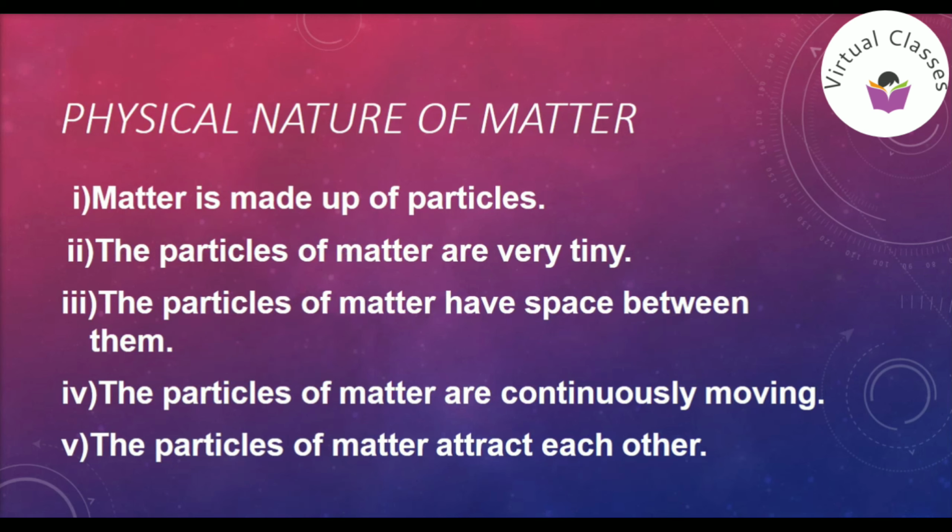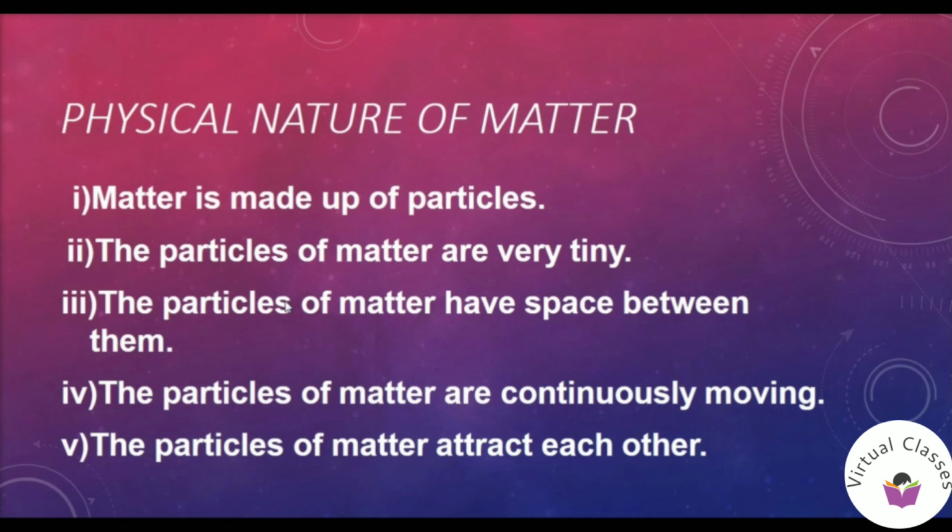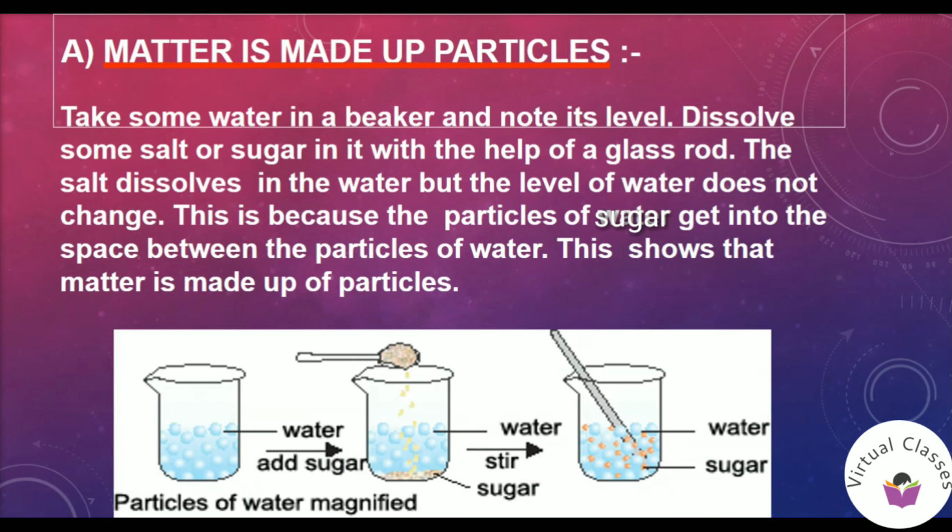Moving further, we come to the physical nature of matter. So first is that matter is made up of particles. Second, the particles of matter are very tiny. Third, particles of matter have space between them. Then particles of matter are continuously moving and particles of matter attract each other. Now let's understand each physical nature in detail.